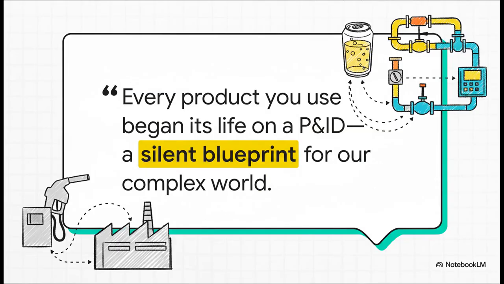And that really brings us full circle, doesn't it? It's so easy to look at these diagrams and just see a bunch of abstract lines and symbols. But the reality is, every single process product you use, from the gasoline in your car to the soda in your fridge, began its life on a diagram just like this one. It's a silent blueprint for an incredibly complex automated world. And now, the next time you see one of those plants, you'll know the secret language that makes it all possible.